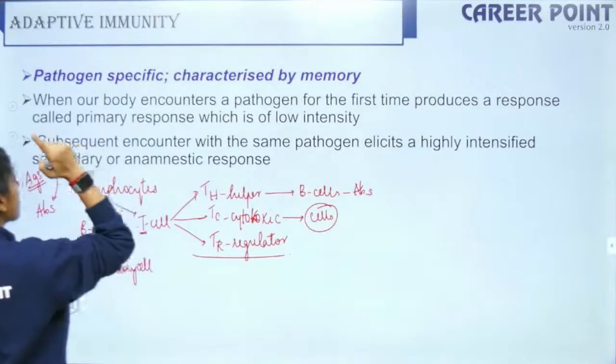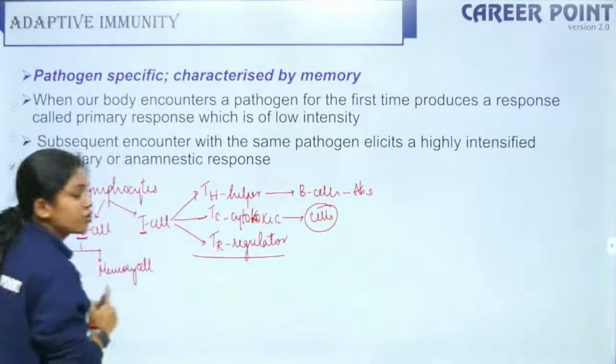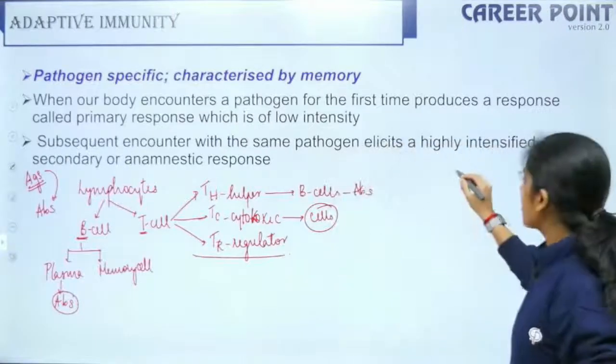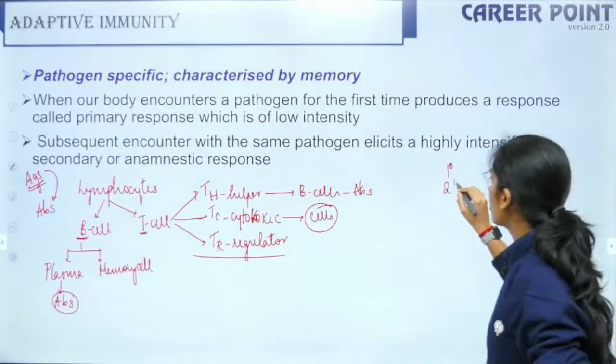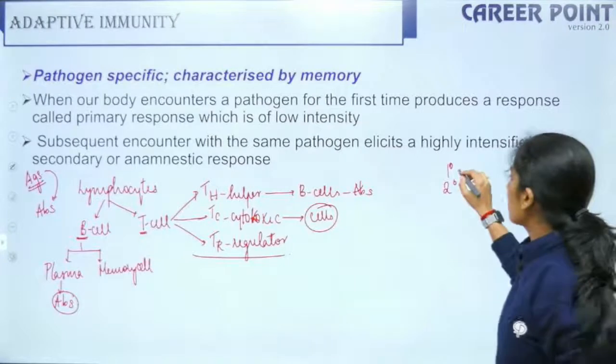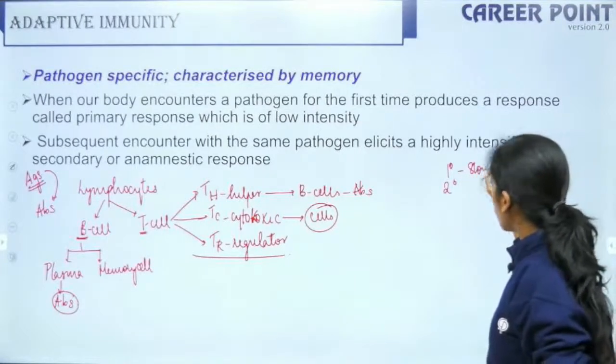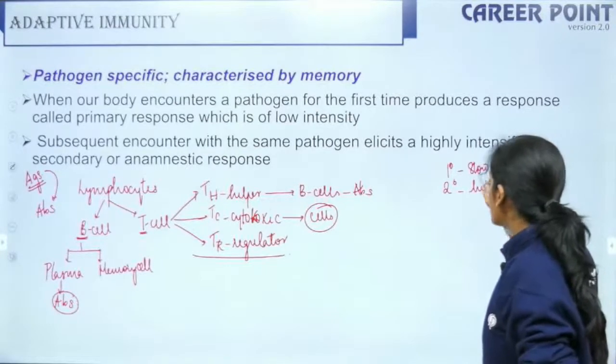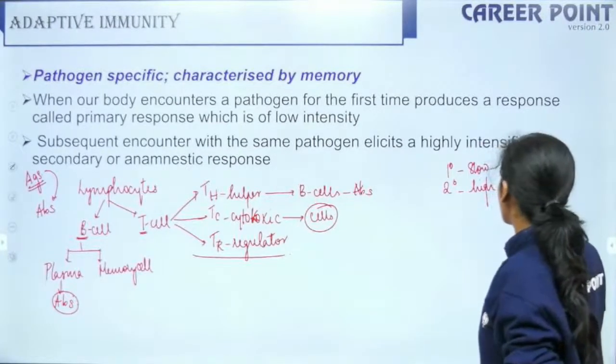So with respect to adaptive immunity, you have to remember these two. There are two types of immune response, primary immune response and secondary immune response. Primary immune response is slow, whereas secondary immune response is high and intensified because of the memory.